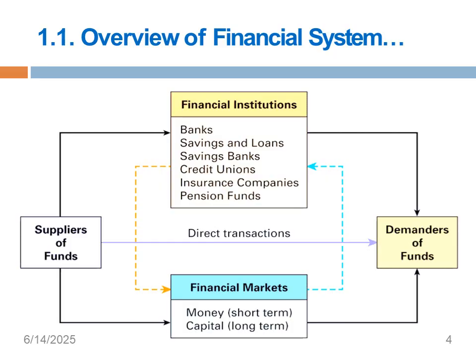Those intermediaries are called financial institutions. For example, the banks, savings and loans, savings banks, credit unions, insurance companies, pension funds, and the other financial institutions that you know. Supply of the funds can be directly related, a direct transaction, with demand of the funds, or they can find each other in financial markets.